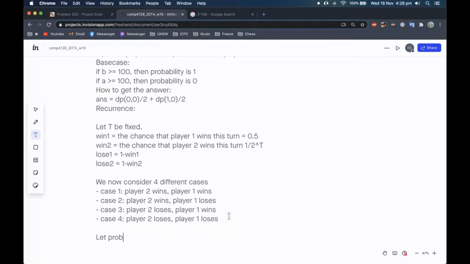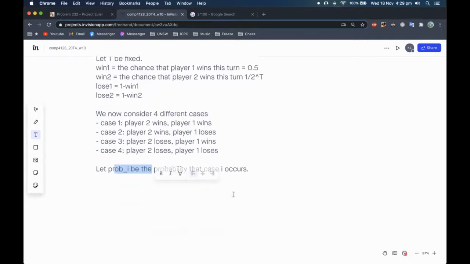Okay, let prob of i be the probability that case i occurs. And you can calculate this just by using win1, win2, lose1, and lose2. So for example, the chance that player 2 wins and player 1 wins is just win2 times win1. For case 2, the chance that this occurs is just win2 times lose1. So prob of i is also very easy to calculate just based on win and lose.